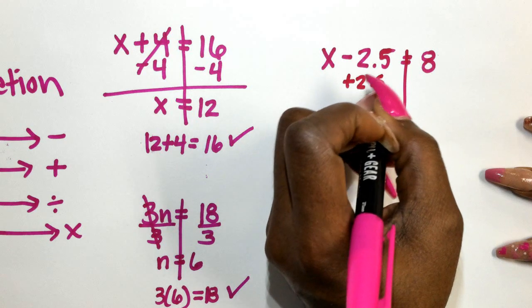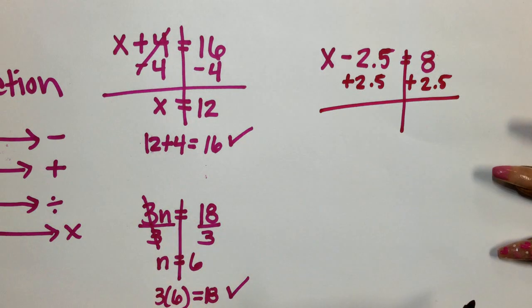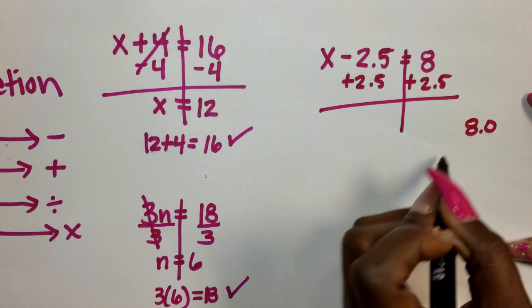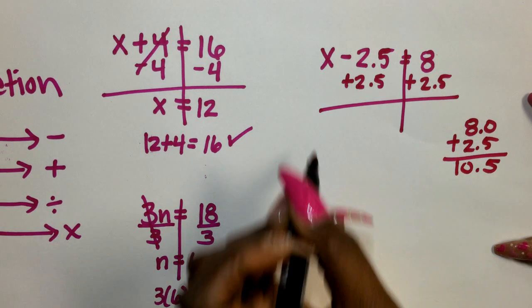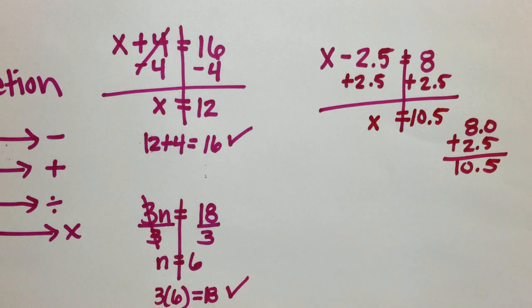Plus 2.5, plus 2.5. Remember when we are adding decimals and I have a whole number, my decimal is going to be at the end. Plus 2.5, which is 5. So x is equal to 10.5. And again, we know that because I could go back in and plug in my answer. Let's go ahead and look at one or two more real quick.